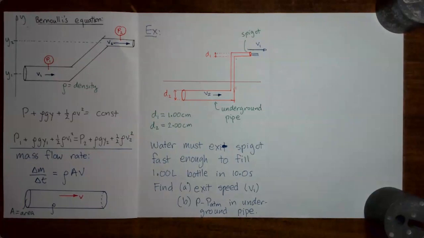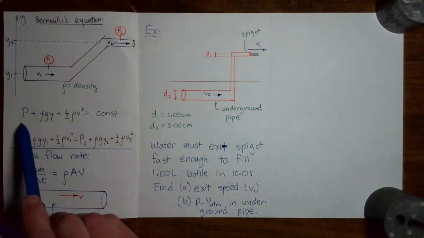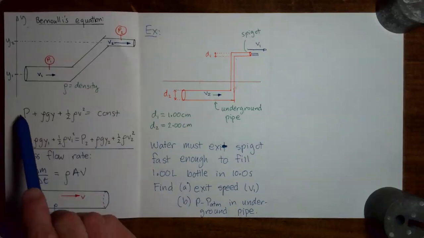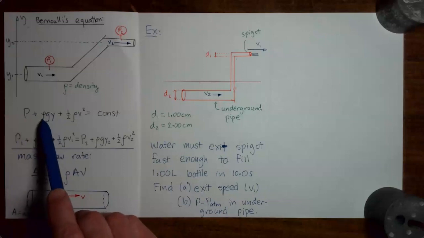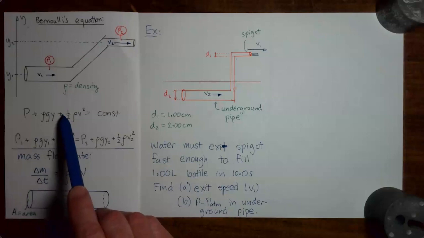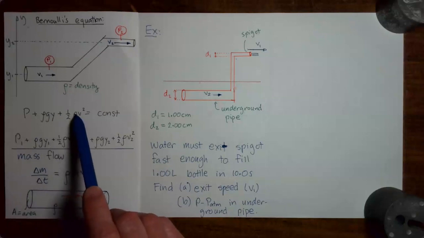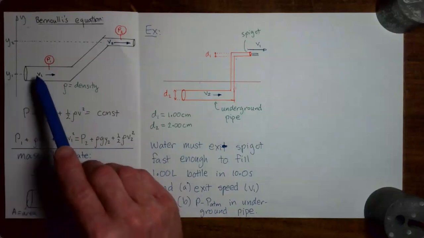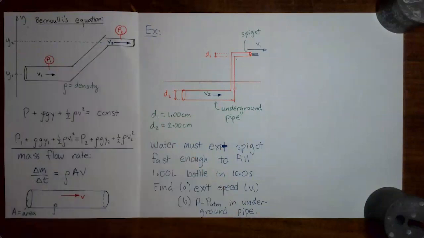In this video, we're going to be doing a second example problem using Bernoulli's equation. In essence, Bernoulli's equation says that this quantity here is a constant, this quantity being the pressure plus density times free fall acceleration times the vertical coordinate plus 1/2 the density times the square of the speed. So all of that together is a constant as you follow along the flow.